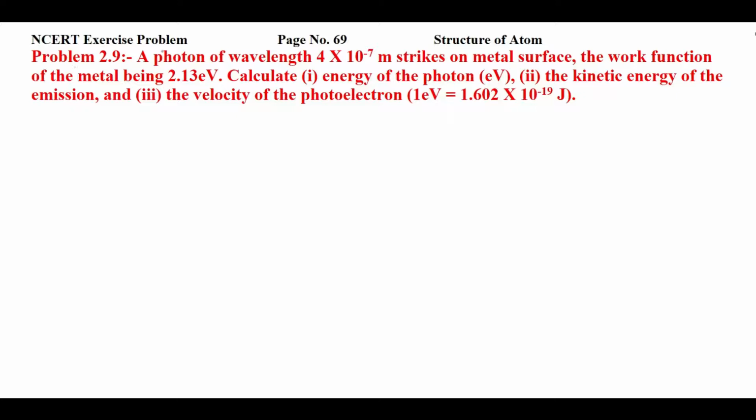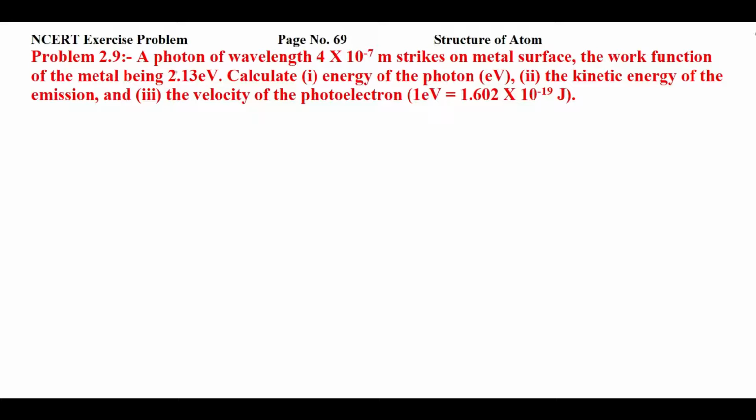Students, this is NCERT exercise problem 2.9 from page number 69 of Structure of Atom, right? So let's read the statement. A photon of wavelength 4 × 10^-7 meter strikes on a metal surface, the work function of the metal being 2.13 electron volt. Calculate first, the energy of the photon in electron volt, second, the kinetic energy of the emission, and third, the velocity of the photoelectron. 1 electron volt equals 1.602 × 10^-19 joule.